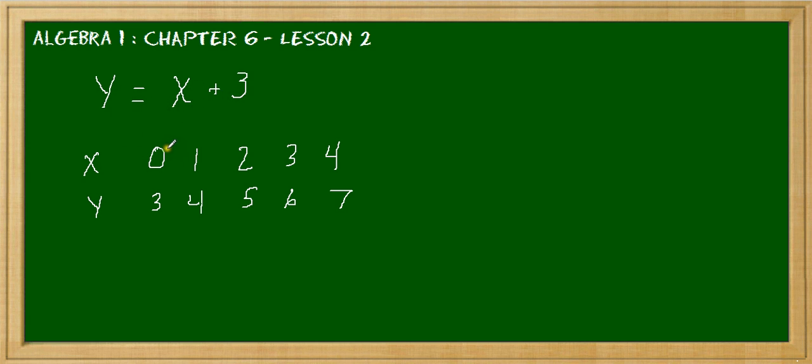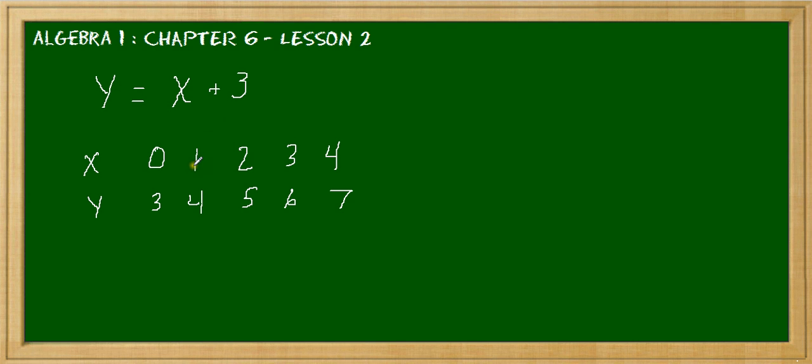And if I put in the value of 0 and I add 3, I get 3. If I put in the value of 1, I add 3, I get 4, and so on and so forth. So this would be the equation y is equal to. Now we could write other equations here, but they want it in the form of y equal to.